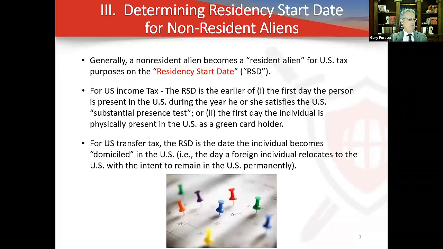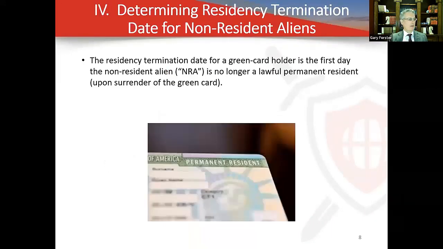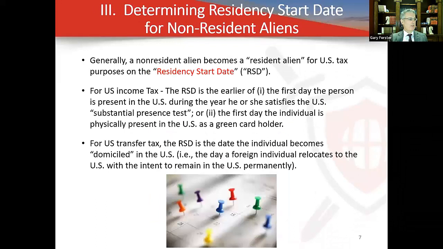And so what I wanted to do was talk about the transition. The residency start date is pretty straightforward. For income tax purposes, you have this idea of being a resident here under substantial presence, which is more than half a year. It's an averaging over 3 years.